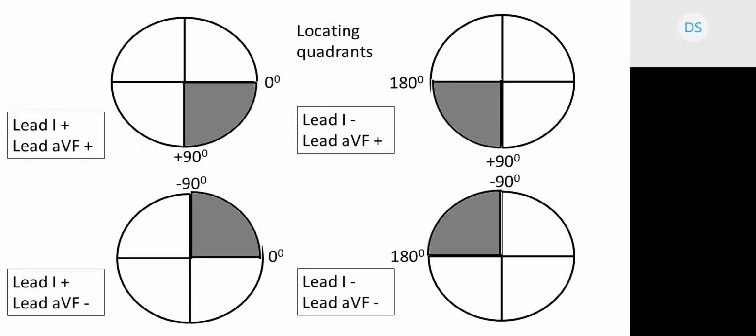Why I am insisting on sticking? Because, see, for example, you are here, 0 to 90 degrees, which is left lower quadrant, and my lead AVL is showing equiphasic complex. That means I am perpendicular to AVL, where I can be plus 60 also and minus 120 also. But I've already decided that I'm in left lower quadrant, so I'm going to stick to plus 60 degrees.